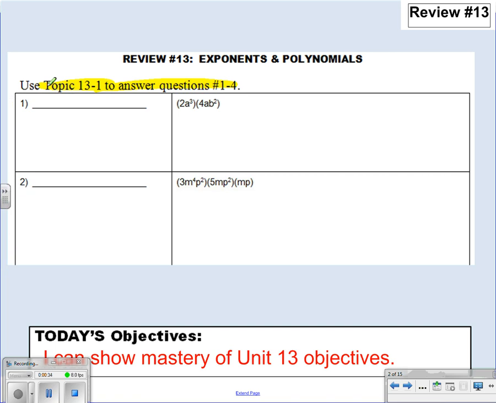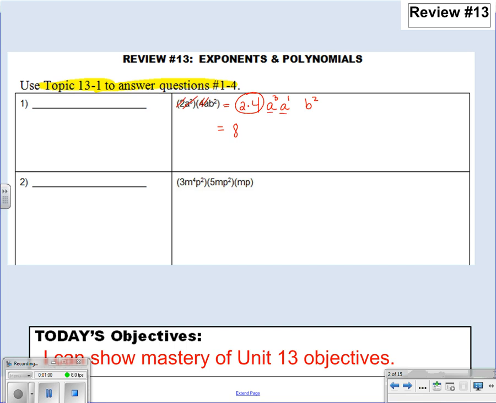Our first thing we're going to do is multiply monomials. When we multiply monomials, we rewrite them, putting the numbers first. So we take the 2 and 4. Then I'm going to write the variables with each other. So a cubed comes from the first parenthesis, and a to the 1 power comes from the second parenthesis. And last, we still have a b squared. Now we can multiply the numbers. 2 times 4 is 8.